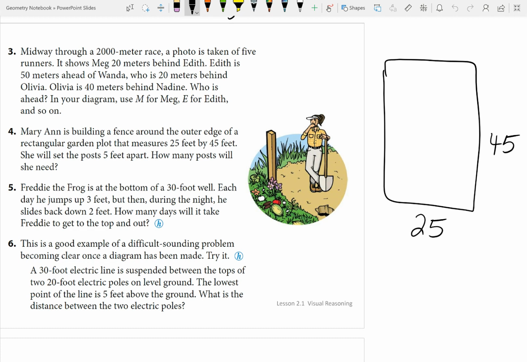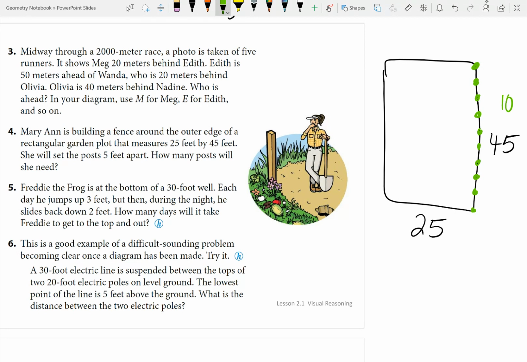Okay, well, let's see. You've got 1 here. And then, so that's 0, 5, 10, 15, 20, 25, 30, 35, 40, 45, right? So that's 1, 2, 3, 4, 5, 6, 7, 8, 9, 10. It's 10 on this side.